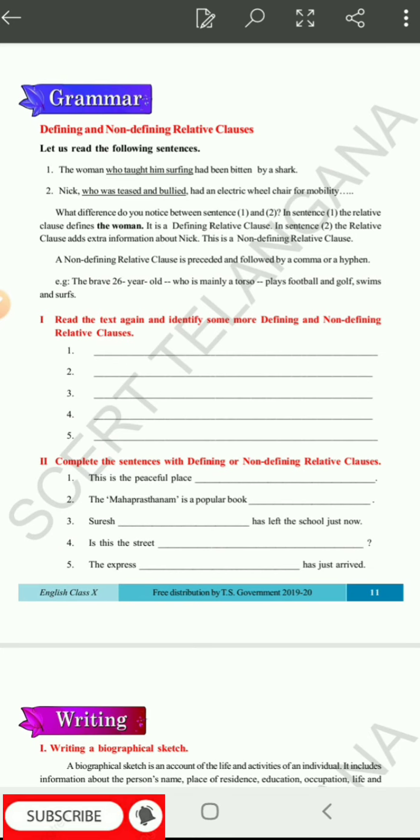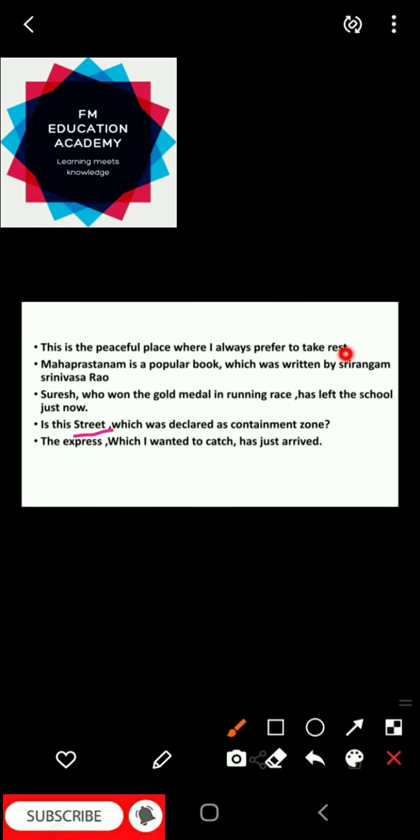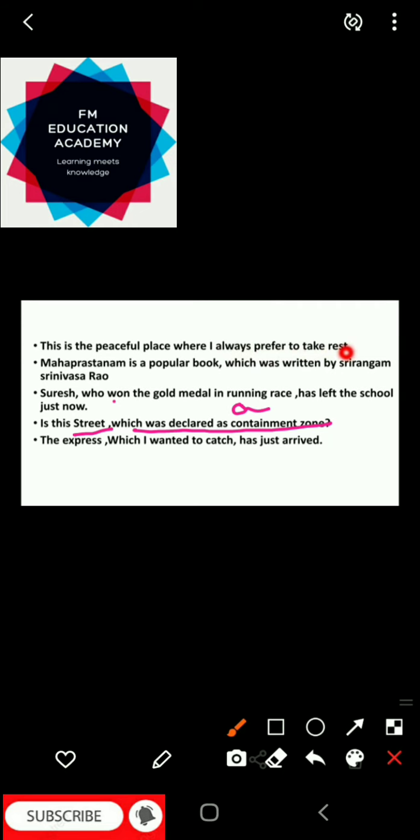The next question is, this is the street dash question mark. So we can say, is this the street which was declared as a containment zone? We are saying about the street and the containment zone. That is, which here is related to street and containment zone. So it is a defining relative clause.